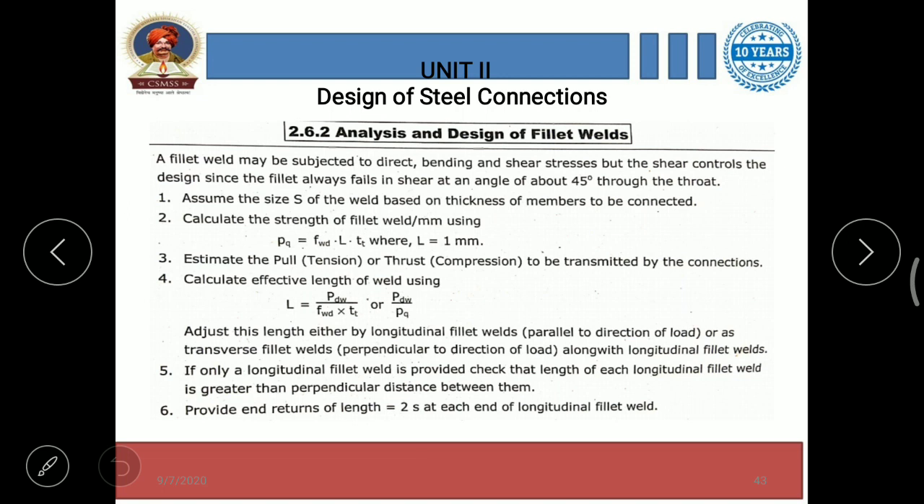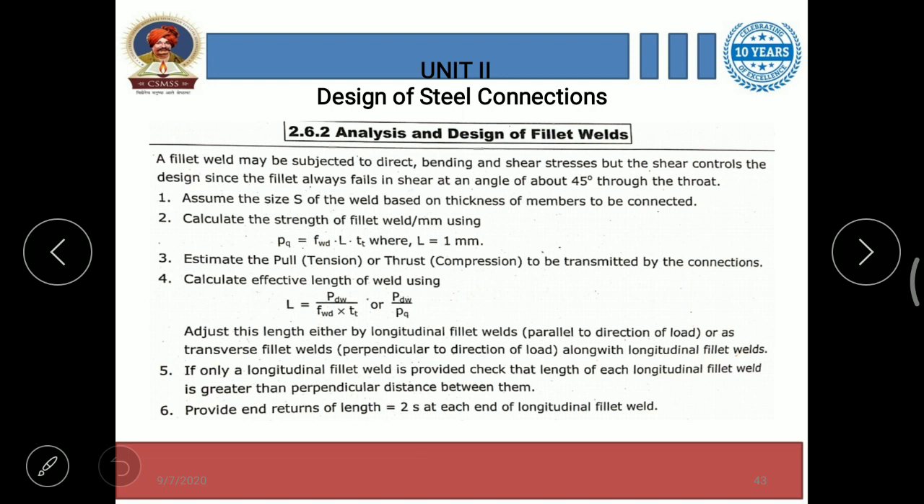Then if only a longitudinal fillet weld is provided, check that the length of each longitudinal fillet weld is greater than the perpendicular distance between them. And then finally provide end returns of length equal to 2s at each end of the longitudinal fillet weld. The final point is to calculate end returns, and the end returns are calculated using the formula 2s, that is 2 into size of weld at each end of longitudinal fillet weld. This is all theory information required for design of fillet welds.